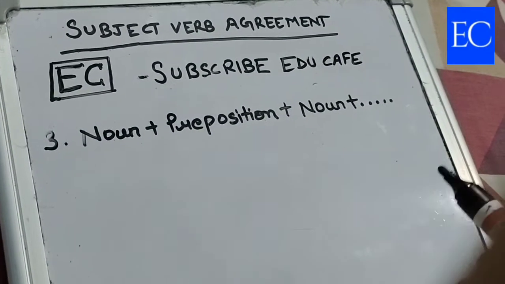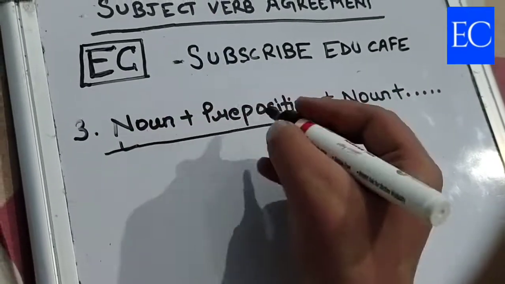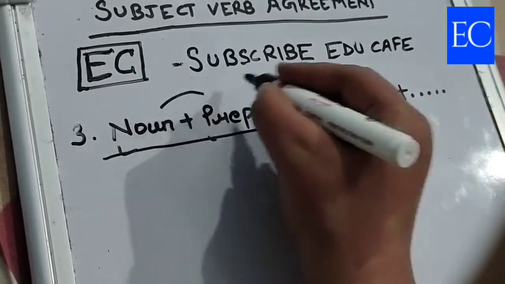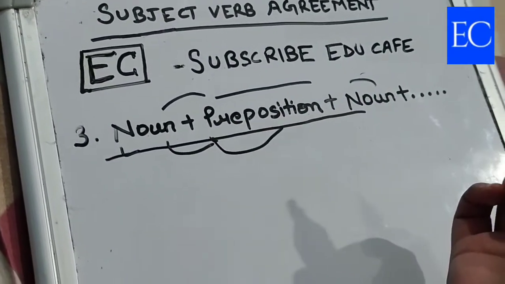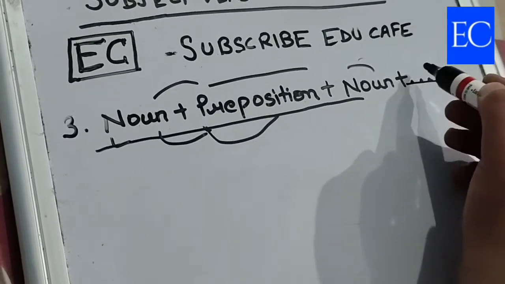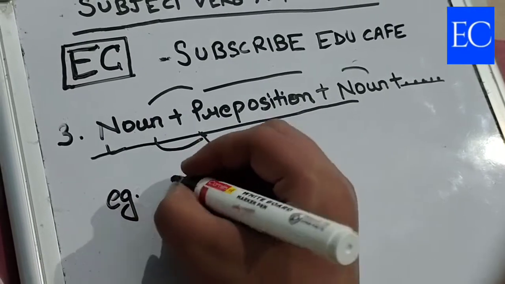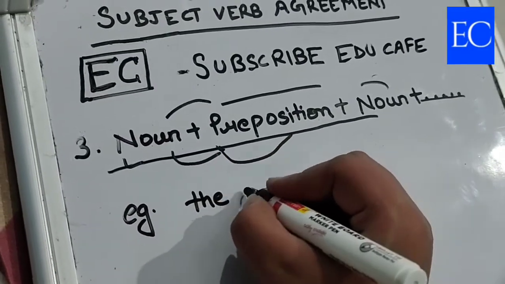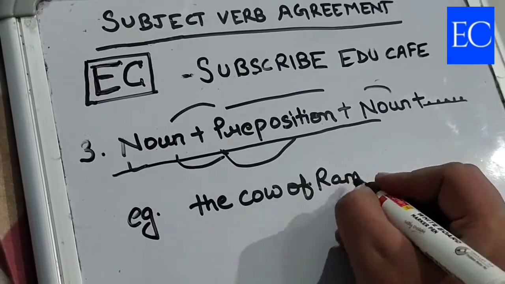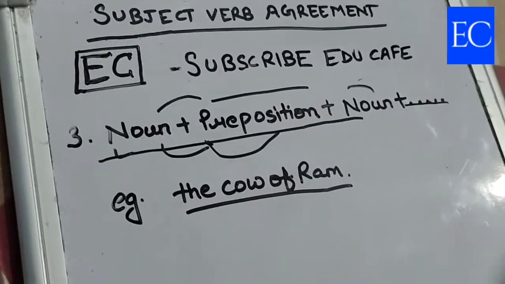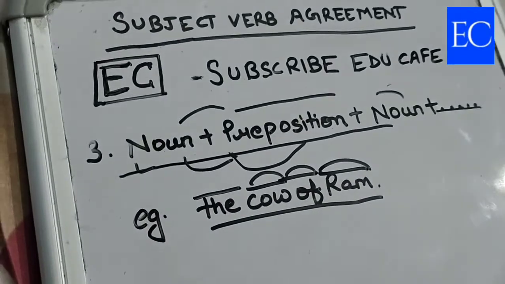The third rule of subject-verb agreement tells us that if the sentence is in this form, meaning there is a noun and after which it is connected to another noun by a preposition. We know a preposition connects the parts of speech with other parts of the sentence. In this type of sentence, which verb will you take? Let us take an example to understand it clearly. The cow of Ram. This type of sentence. This is a noun, this is a preposition, and this is again a noun.